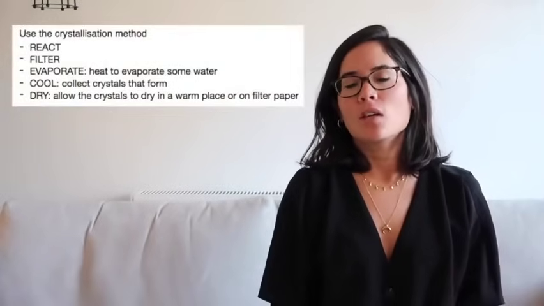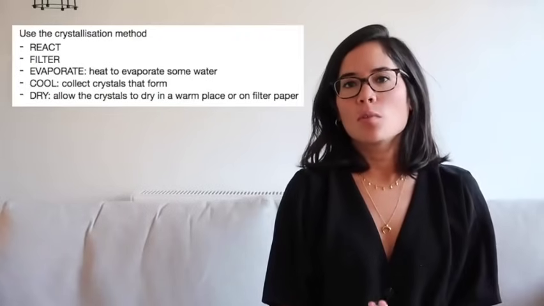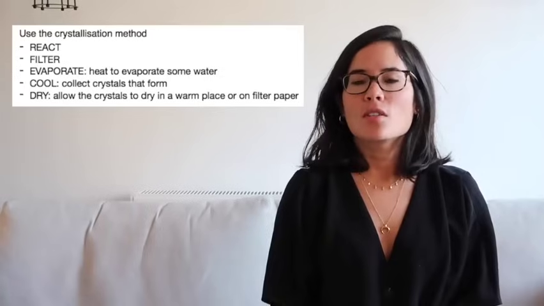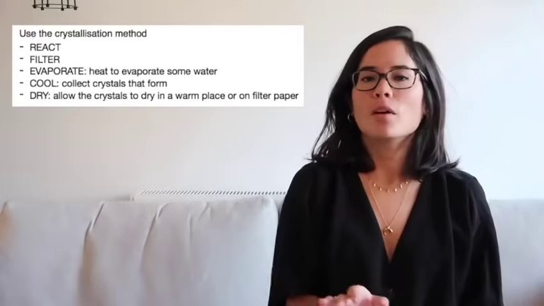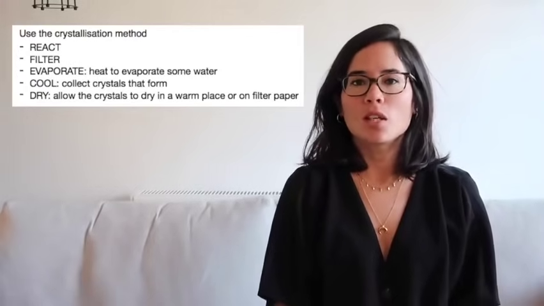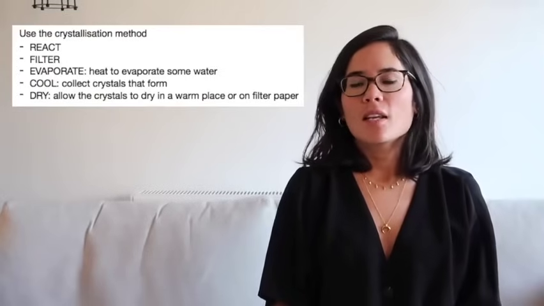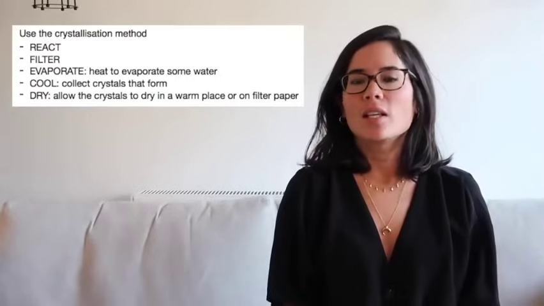Now the method you're going to actually use is crystallization. Your summary for this is that you're going to react, for example, your metal hydroxide with your acid. You're going to filter in order to remove any undissolved solid. Then you're going to evaporate, so you're going to place that solution in an evaporating basin over a Bunsen burner with gauze and a tripod, and you're going to get rid of excess water. Then you're going to allow the mixture to cool, and eventually you want to let it dry out in a warm place, so on a warm windowsill, in a drying oven for example, or on paper.